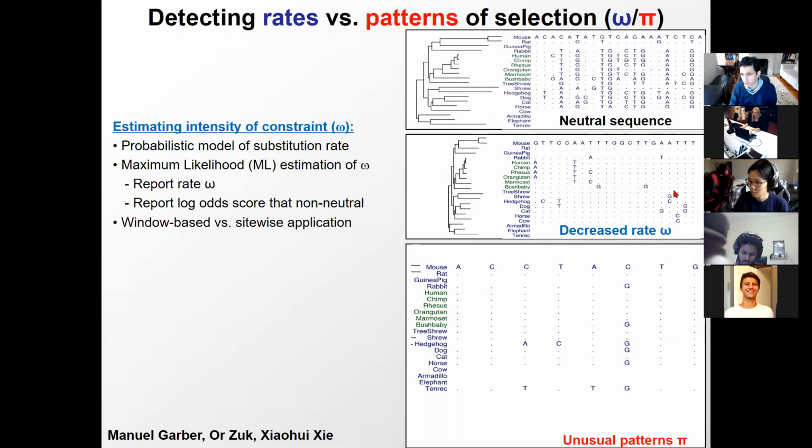The constraint sequence can basically show a decreased rate of change. That's basically saying, well, great, I can have any kind of mutation, but I just have fewer mutations overall. So there's many more dots, there's many more constrained sequences. So we can build a probabilistic model of a substitution rate that has a maximum likelihood estimation of that rate of evolution, omega, and we can report the rate omega, and also report the log odds score that the rate is non-neutral. And then we can use either a window-based or a site-wise application of omega.